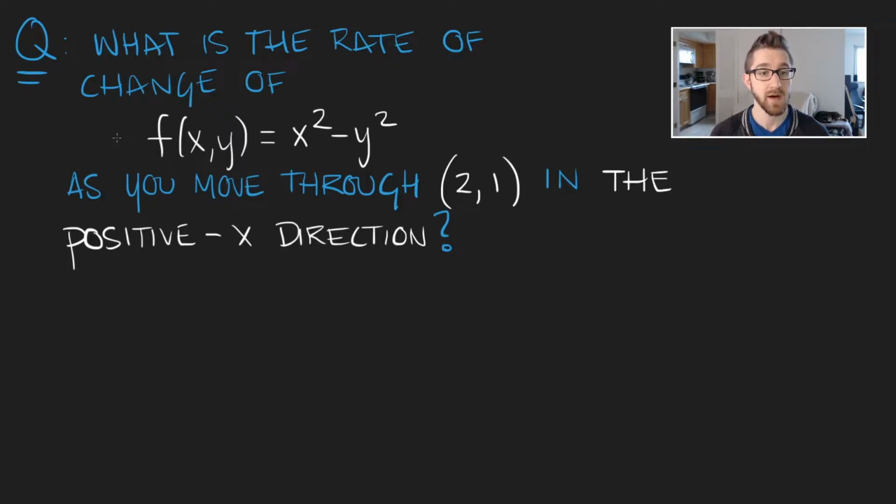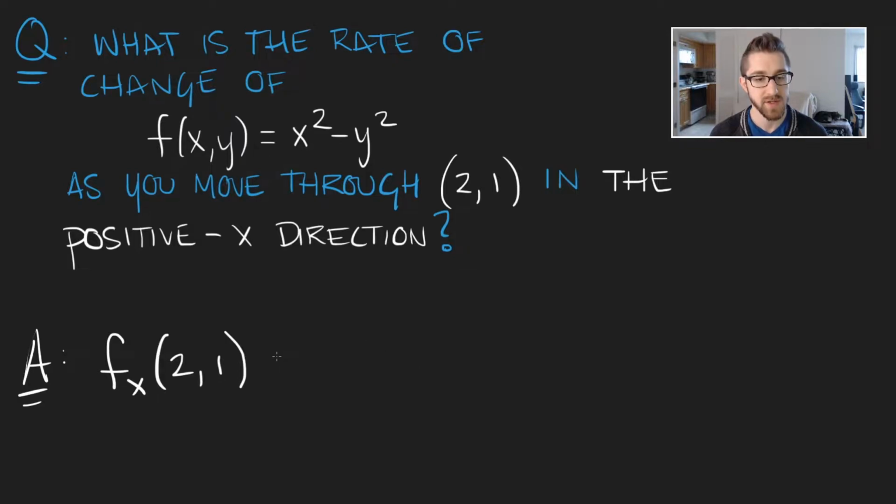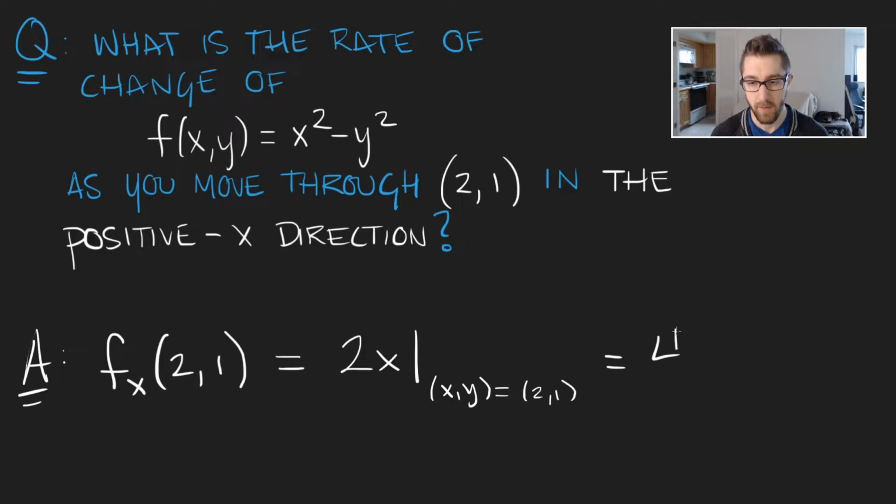What is the rate of change of the function f(x, y) = x² − y² as you move through the point (2, 1) in the positive x direction? Well, we know for functions of more than one variable, if we want to find a rate of change as one of those variables is increasing and the other one's staying the same, then we just take a partial derivative. So the answer is we're going to take the partial derivative with respect to x at (2, 1). The partial derivative with respect to x of this function is 2x, and we're evaluating that where (x, y) is (2, 1), which means we're going to get 4.